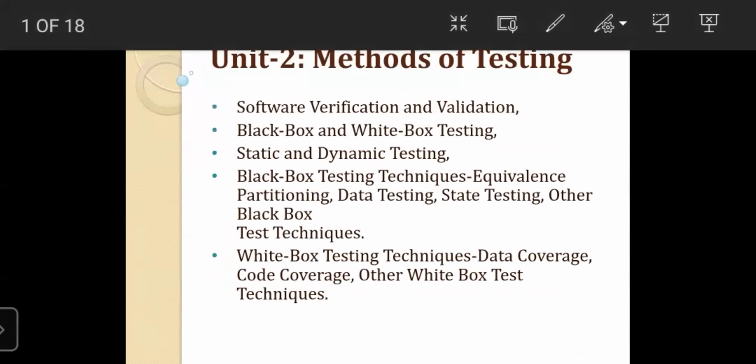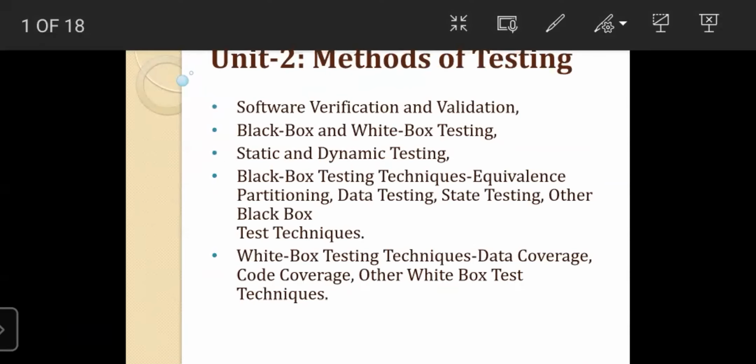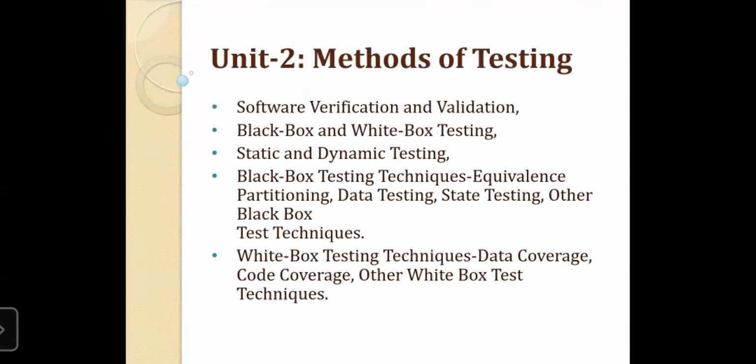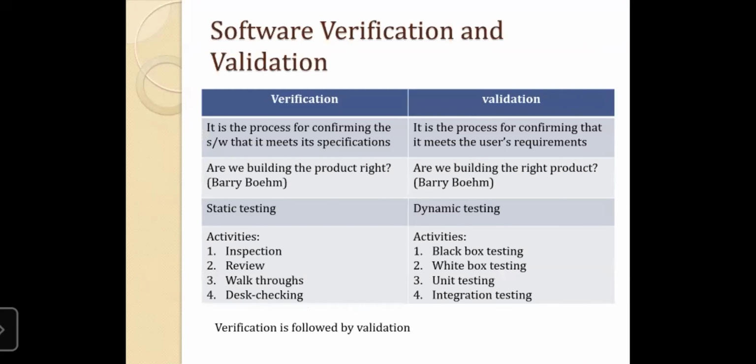Okay, so we have already started with our second unit last time. In Thursday's lecture, we started with the second unit, that is methods of testing. We have seen the introductory part, the syllabus, the title of the chapter, the central idea of the chapter, importance, and chapter outcomes. Then we have seen software verification and validation, its difference, and the different activities carried out in verification and validation.